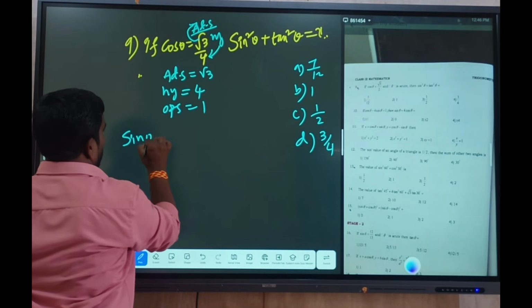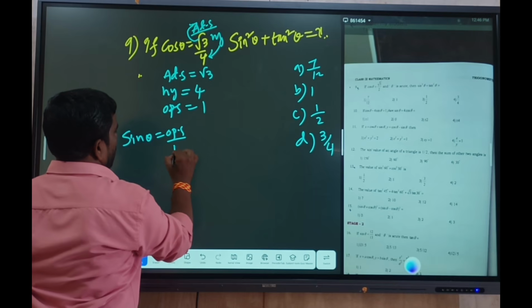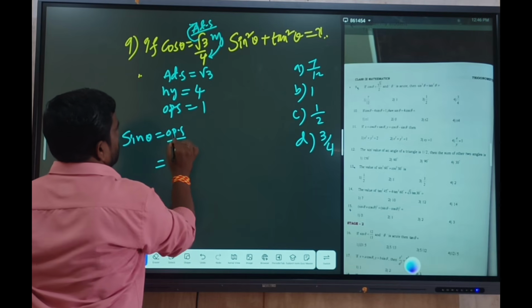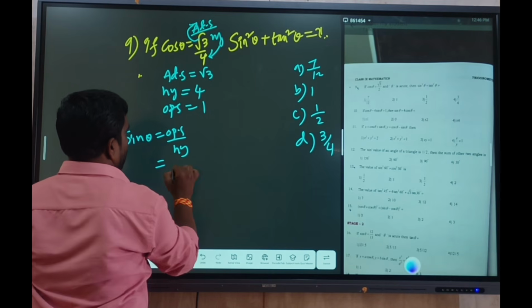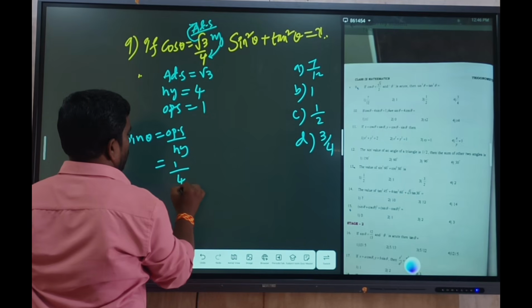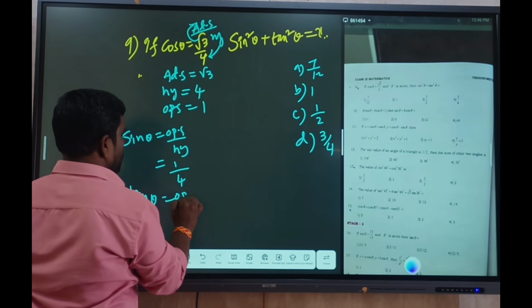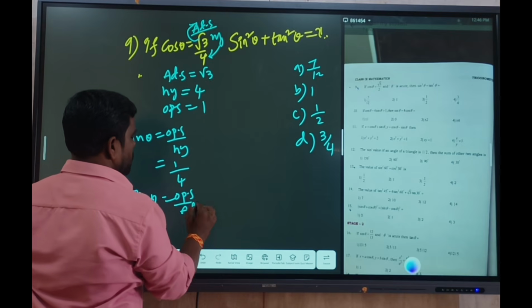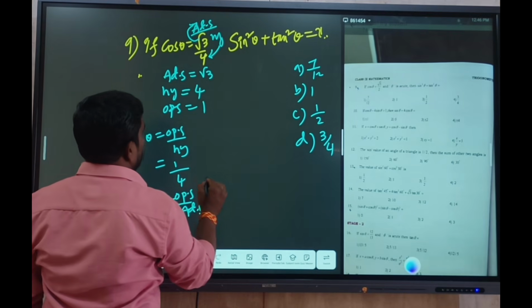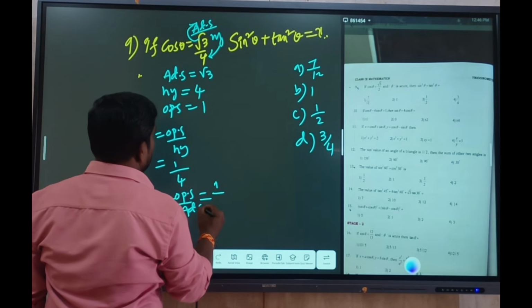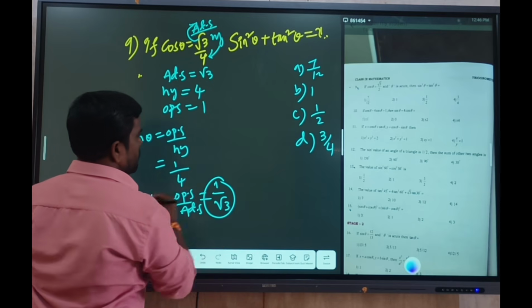Sin theta is opposite side by hypotenuse. Opposite is 1, hypotenuse is 4, so 1 by 4. Next, tan theta is opposite side by adjacent side. Opposite is 1, adjacent is root 3. So these are the values.